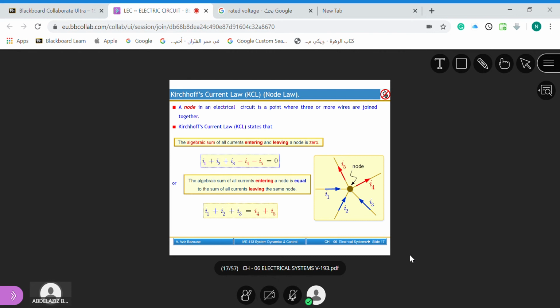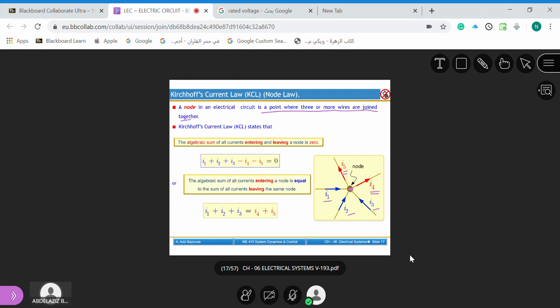A node in an electric circuit is a point where three or more wires are joined together, like this one here. This is called the node, and we have some currents coming in, I1, I2, and I3. They are going inside the node, and some other currents are leaving the node, in such a way that the algebraic sum of all currents entering and leaving the node is 0.